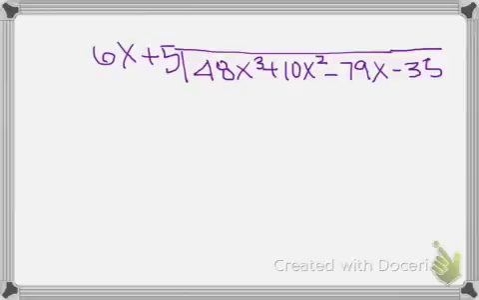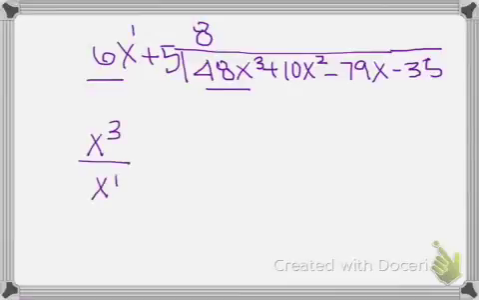The first thing that you have to do is you have to see how many times the first term goes into the first term. Now, since 6 goes into 48 8 times, we can go ahead and write 8 on top of the division bar. You also have to keep in mind that you're doing x to the third divided by x to the first. And when they're stacked, you subtract. So you have x squared.